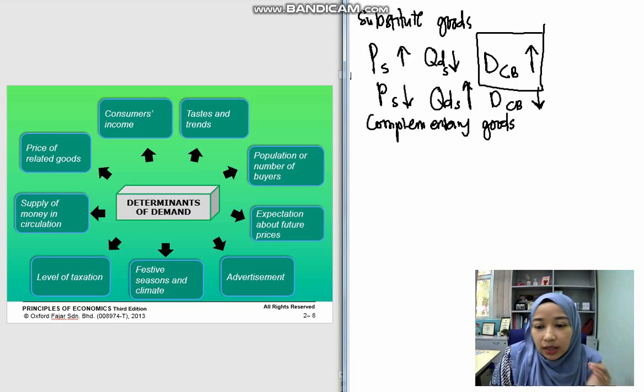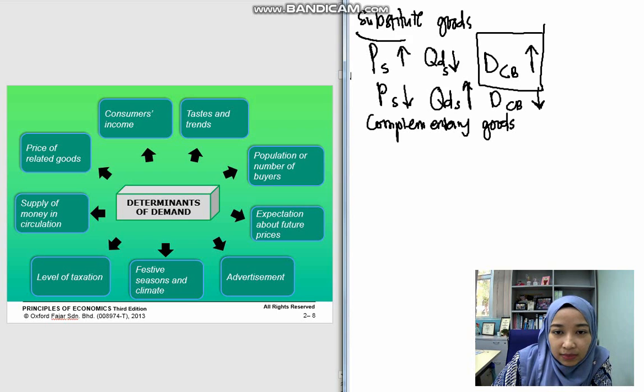So that explains what happens if the product that you want to buy has a substitute. Okay, so when you have options, the price of the other products will give an impact on the demand for the product that you want to buy. Okay, so that is substitute.